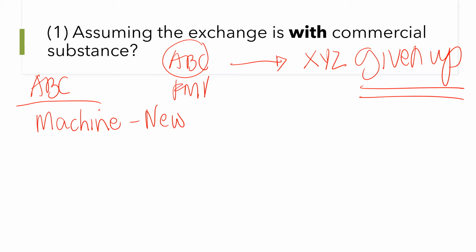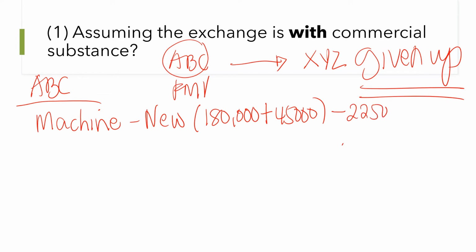So, the asset given up is 180, and I add the 45,000 that I paid. The amount I debit to machinery is the fair market value of the asset given up, so 180,000 plus the 45,000 I paid, which comes out to 225,000. Why is that? Because in the assumption of ABC, the asset received from XYZ is worth 45,000 more than the asset given up.